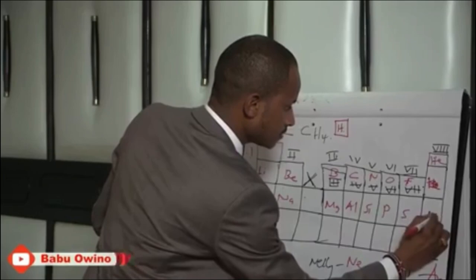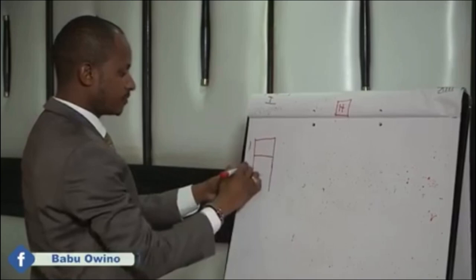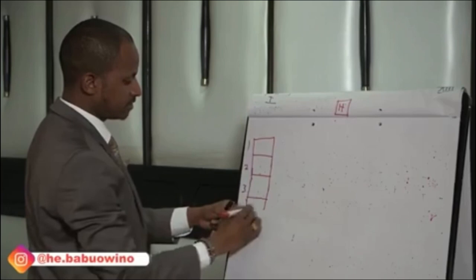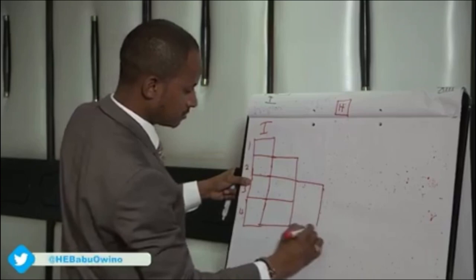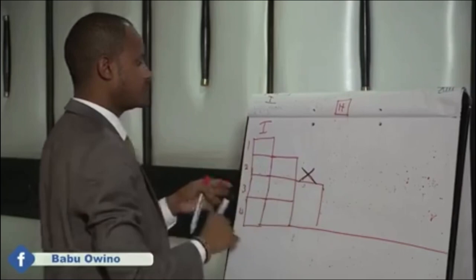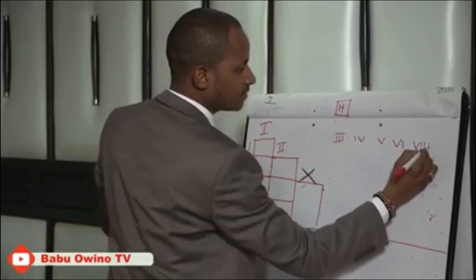Sorry, let me just draw it again. I think there's a little bit of confusion, but it's an easy one. Just the same trend. Period 1, period 2, period 3, and finally period 4. So group 1, then here we have transition metals or elements. So group 1, group 2, group 3, group 4, group 5, group 6, group 7, and finally group 8.